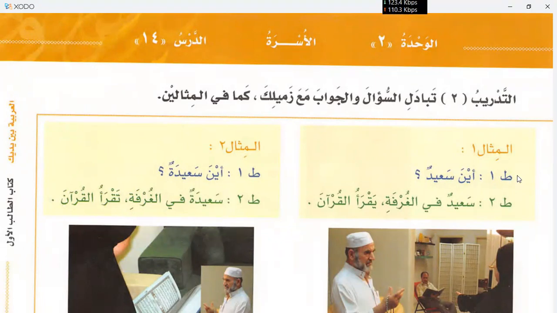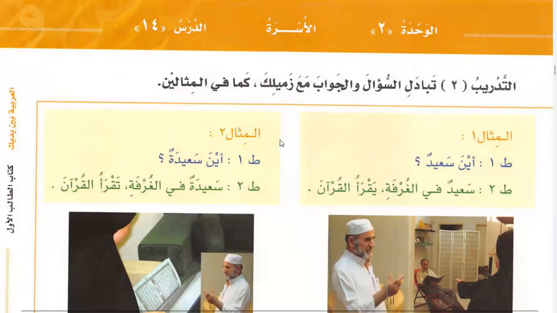Sorry, I forgot to tell the meaning. Talib awwal: student, first student. Where is Saeed? Okay, and Saeed is in the room reading Quran. Said is in the room reading Quran.